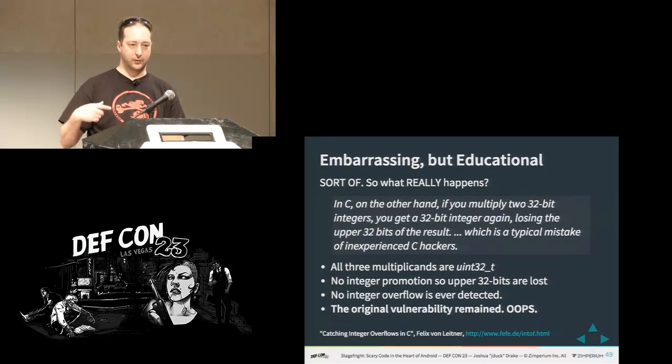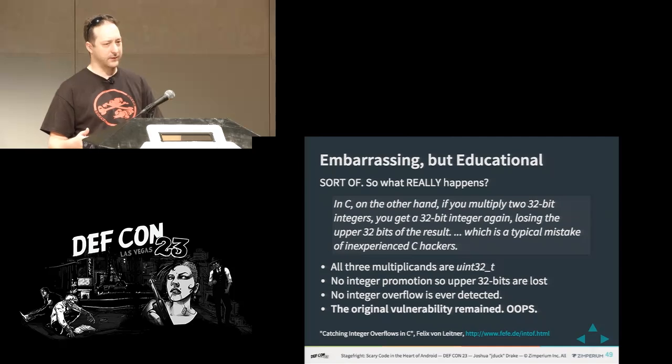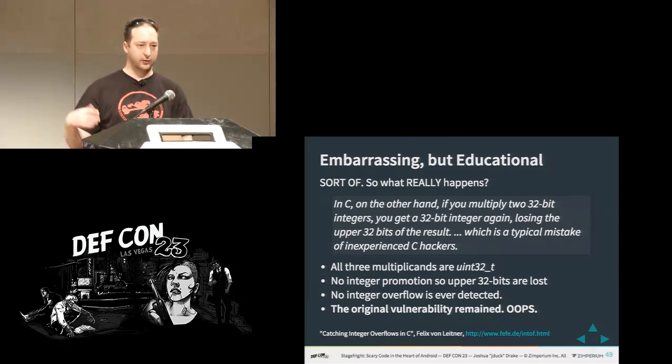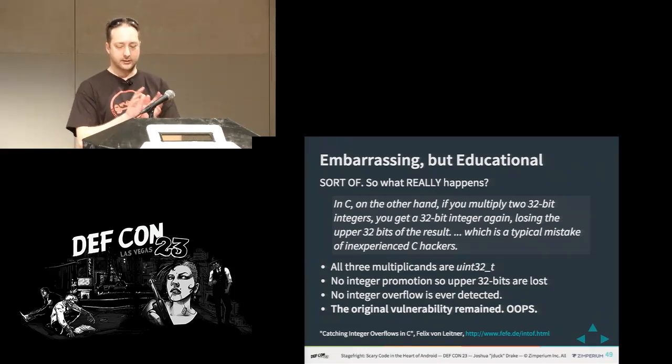So when I was running AFL, I actually found this crash over and over again. And I'm like, wait a minute, I thought they fixed it. Well, it turns out when you multiply a bunch of 32-bit integers together and assign them to a 64-bit integer, it does all the math first in a 32-bit way, and then it just goes ahead and assigns the result to the 64-bit integer.